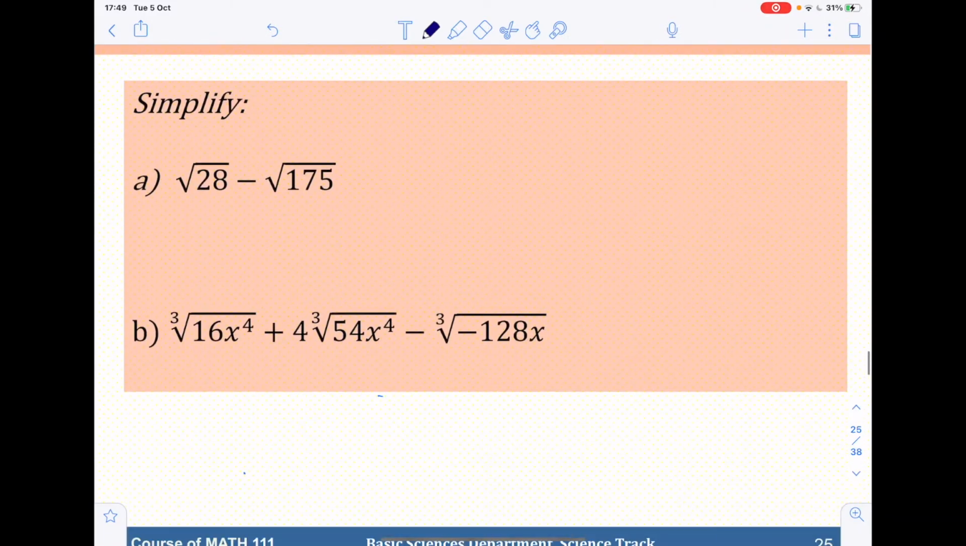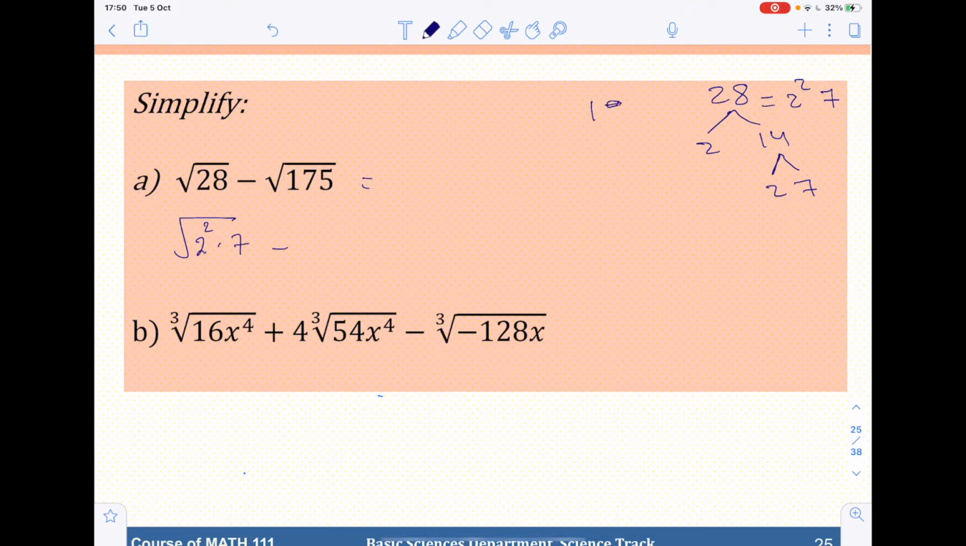Okay, let's do this one. We have here the square root of 28. So the square root of 28, we don't know what it is, so let's just factorize 28. You know 28 is divisible by 2 with 14, then 14 is 2 times 7. So I can write 28 as 2 to the power 2 times 7. So I will write this as 2 to the power 2 times 7 minus 175.